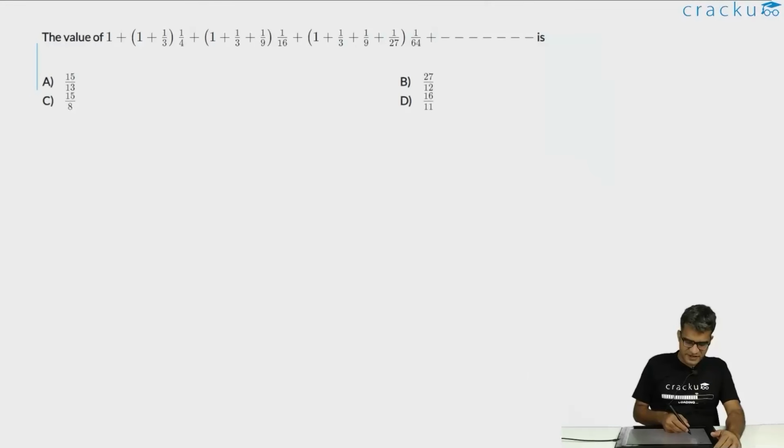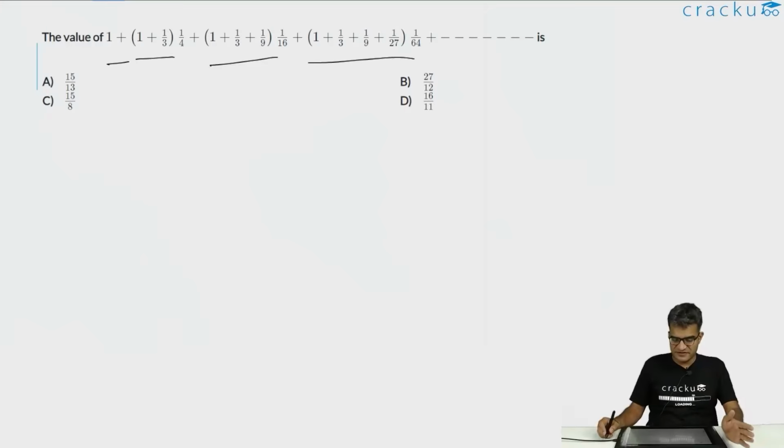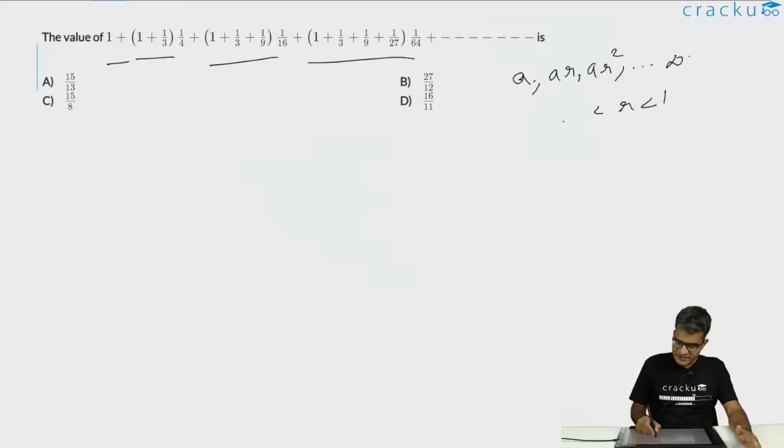In this question, we are asked to calculate the value of (1 plus 1 by 3) into 1 by 4, plus (1 plus 1 by 3 plus 1 by 9) into 1 by 16, plus (1 plus 1 by 3 plus 1 by 9 plus 1 by 27) into 1 by 64, plus dot dot dot till infinity. If you're looking at the sum of an infinite geometric progression of the form a, ar, ar square and dot dot dot till infinity, and if r lies between 1 and minus 1, the sum of this geometric progression is a divided by 1 minus r.